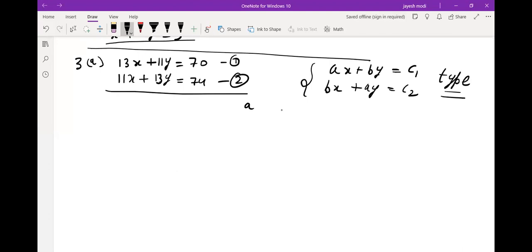To solve these types of equations, first we add both the equations. Adding equation 1 and 2. Why? When we add them, they will give the same coefficients. 13x plus 11x, 24x, plus 11y plus 13y, 24y, equals 70 plus 74, 144. Understood?